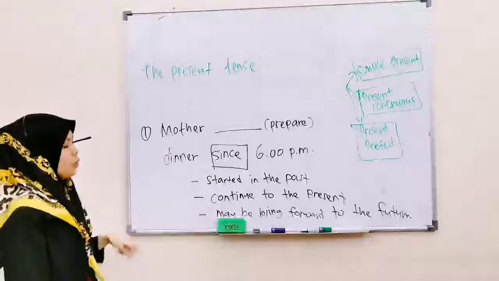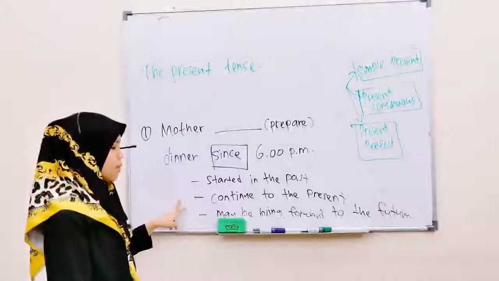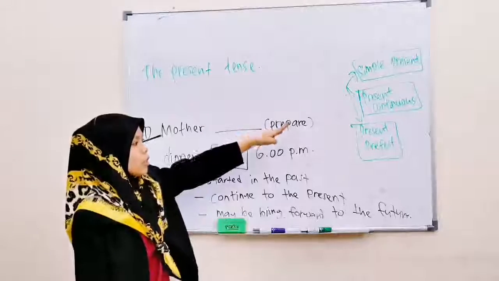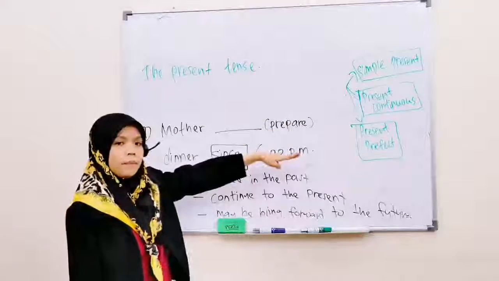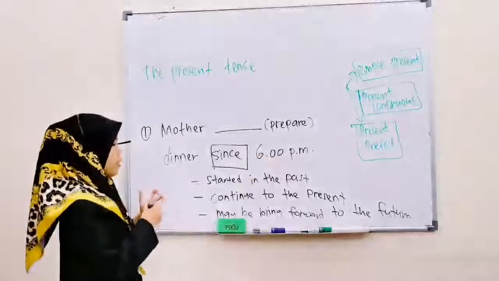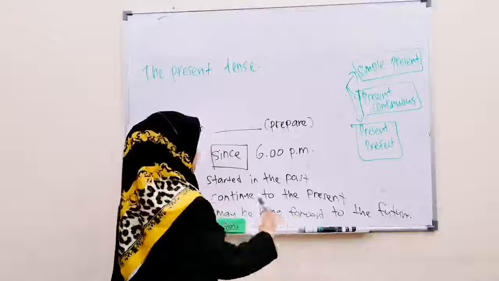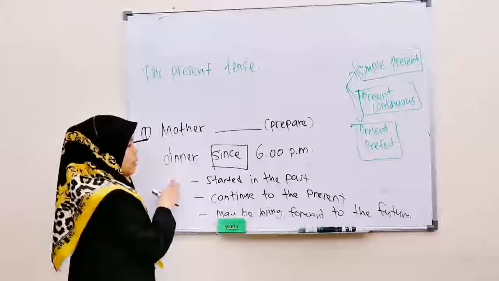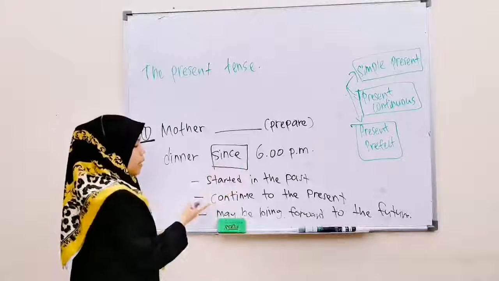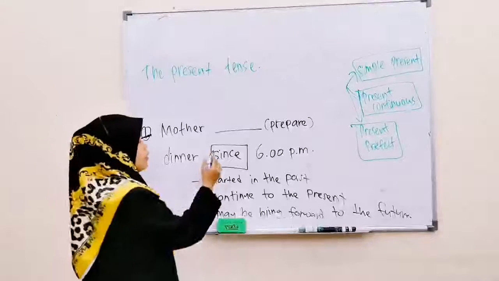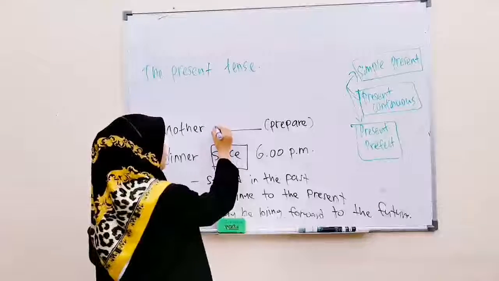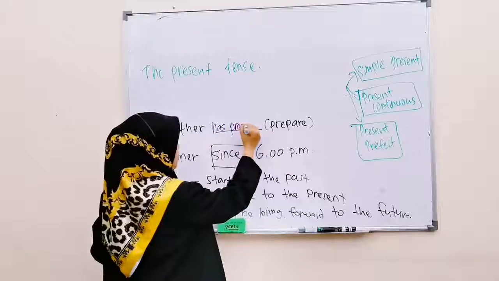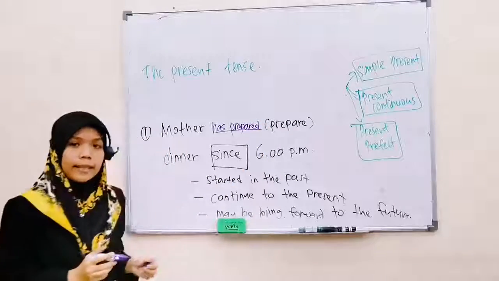We have a clue over here. When I mention started in the past, continues to the present, maybe brought forward to the future, which one do you use? Simple present, present continuous, or the last one, present perfect? Yes, we need to use present perfect. This is because we have the word since. The action started in the past, like since 6 p.m., and continues to the present, maybe brought forward to the future. So the mother... Okay, do you understand?